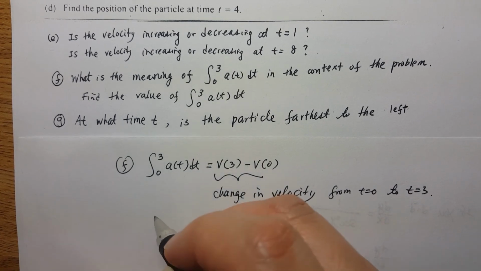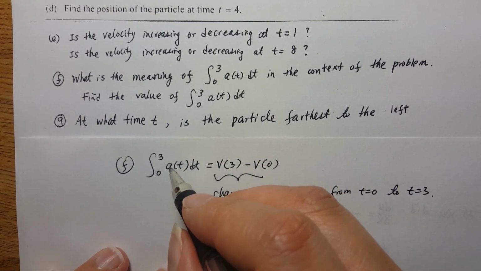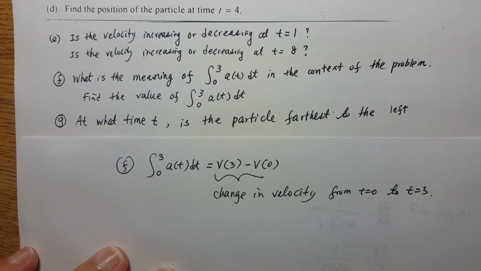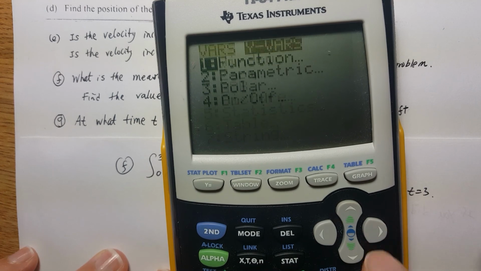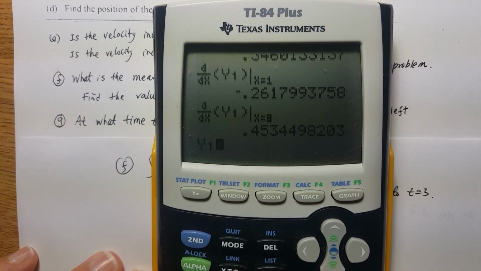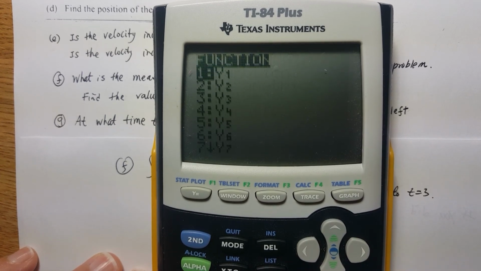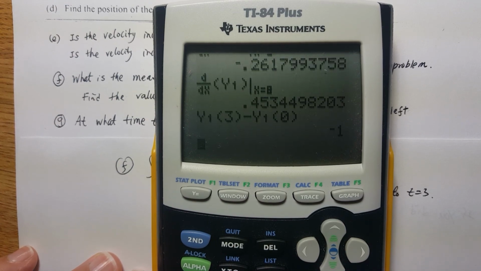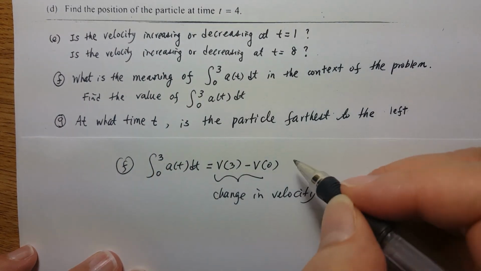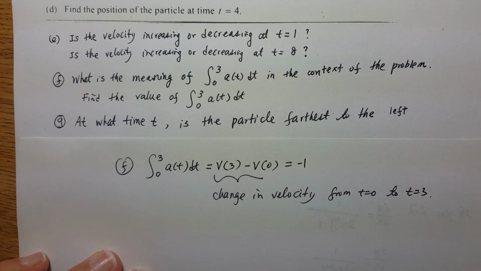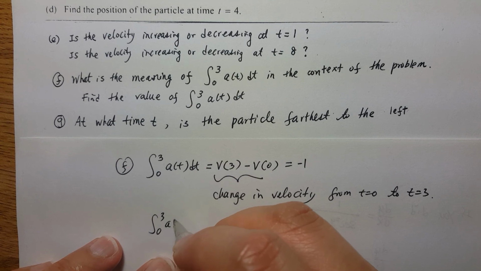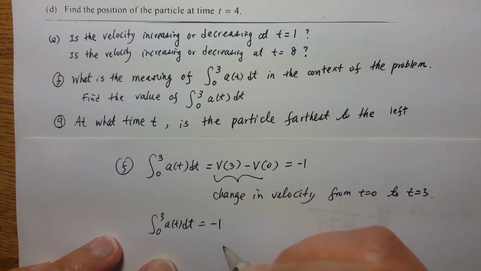Now we're going to calculate this. Because we don't have the function a of t, but we do know v of 3 and v of 0, we're going to use our calculator. So you got your y1 of 3 minus y1 of 0. You got negative 1. Okay, so now we say that the integral is equal to negative 1.